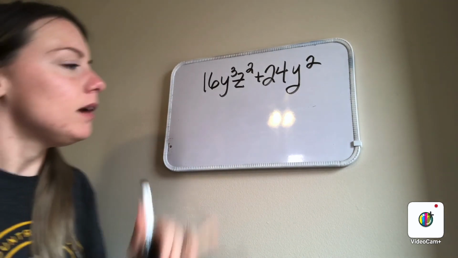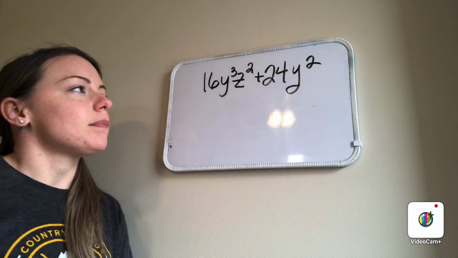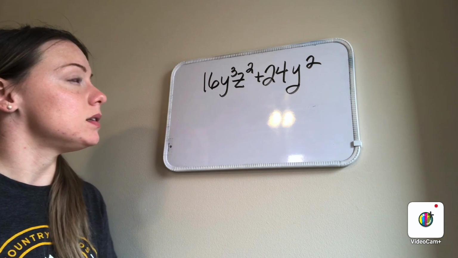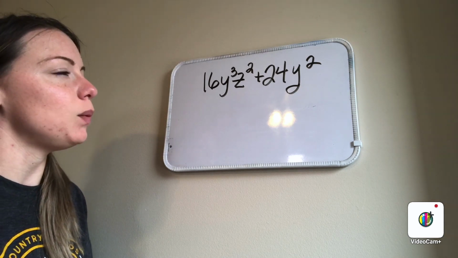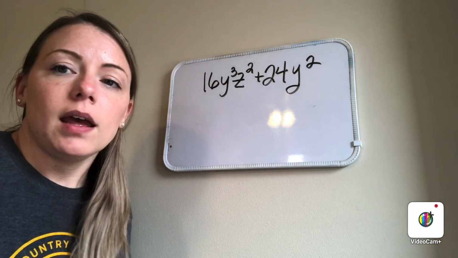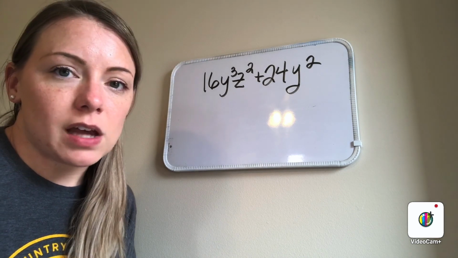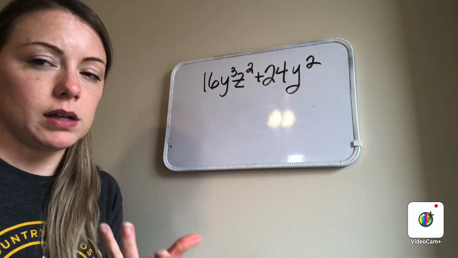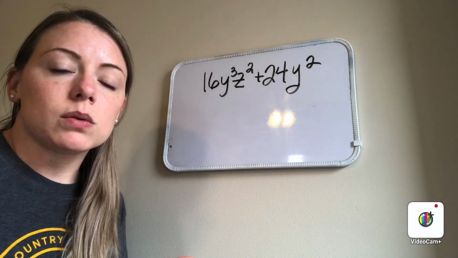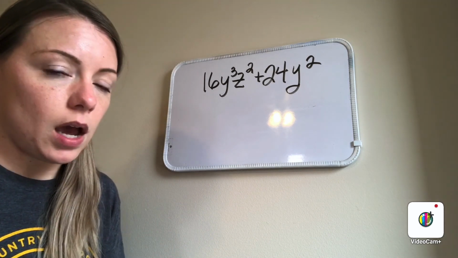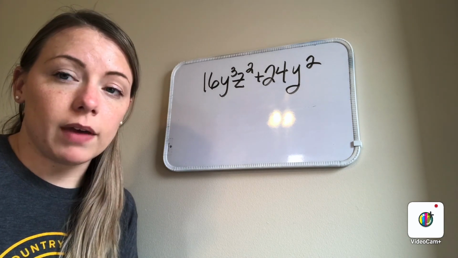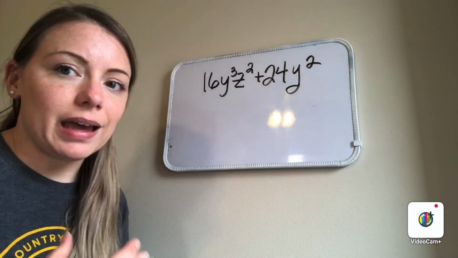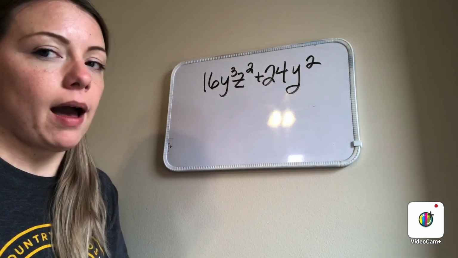All right, so right now, I have 16y cubed z squared plus 24y squared. And we're going to factor out the greatest common factor. So let's remind ourselves what the greatest common factor of any number is. The way you learned in middle school, and we talked about this in other units, is the greatest common factor is the largest number or the largest variable that can divide whatever term you have.